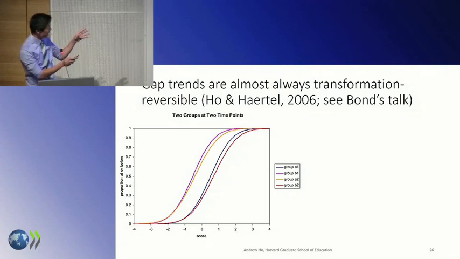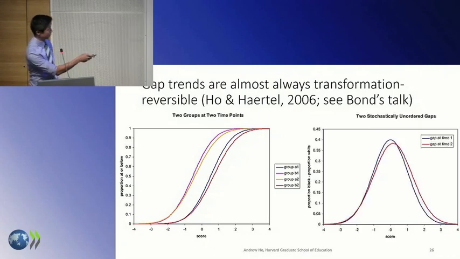But the gaps, if we take the vertical difference between these CDFs for the gaps at time one and the gaps at time two, we get two curves that look like this. That these curves cross shows us that these gaps can't be ordered consistently across transformations. In fact, as we emphasize positive areas of the score distribution here, this gap starts to dominate. If we emphasize negative areas of the score distribution here, that gap starts to dominate. And this is where you can anticipate.